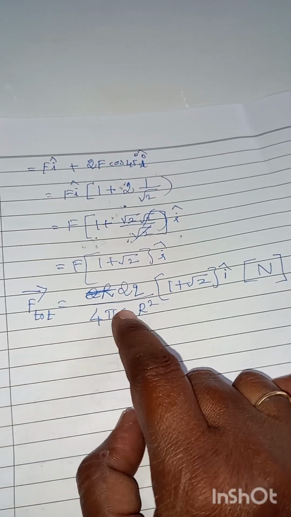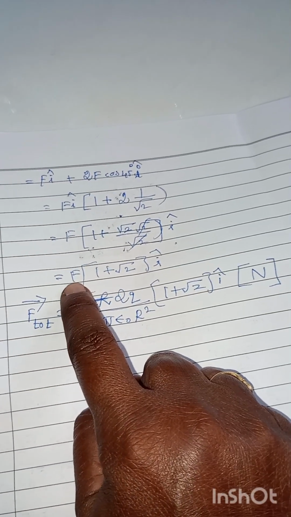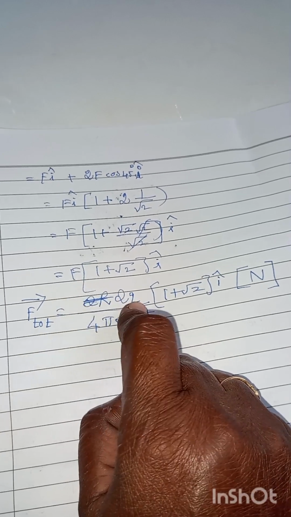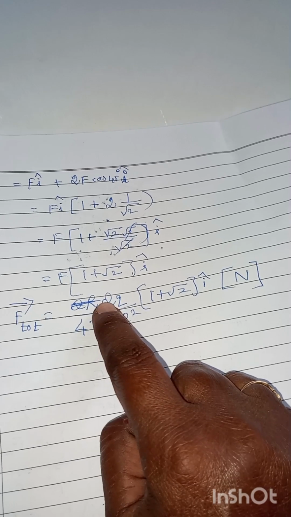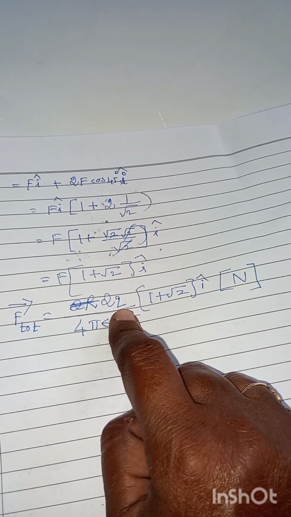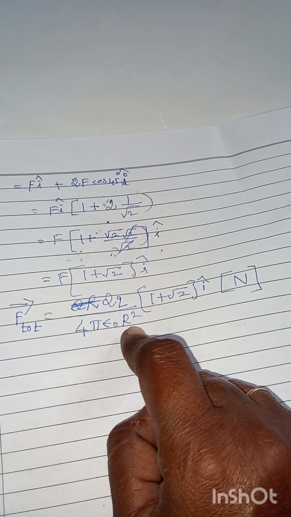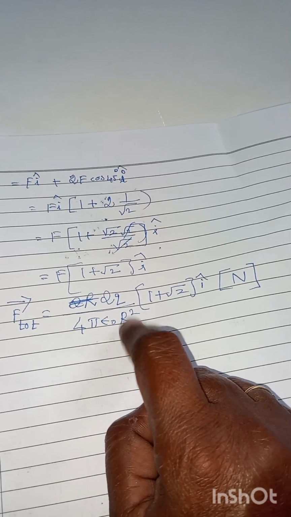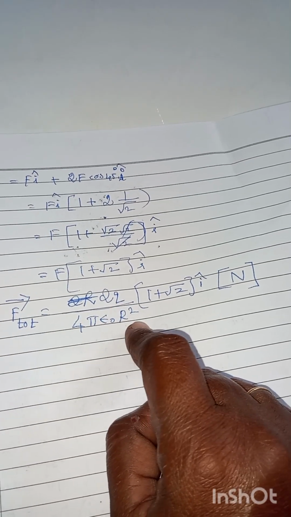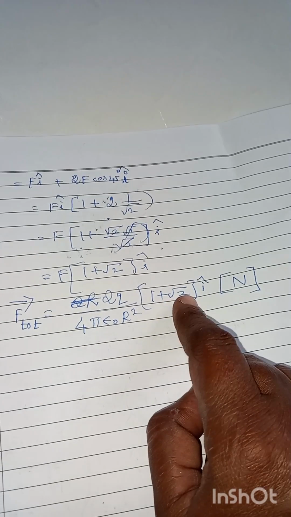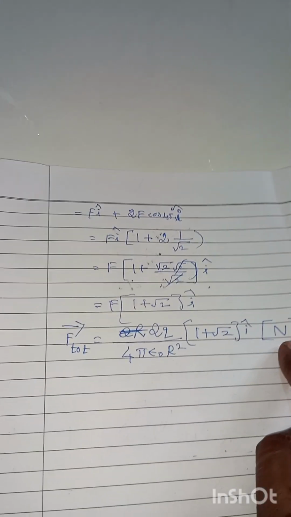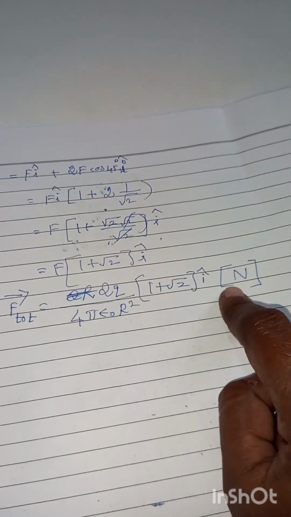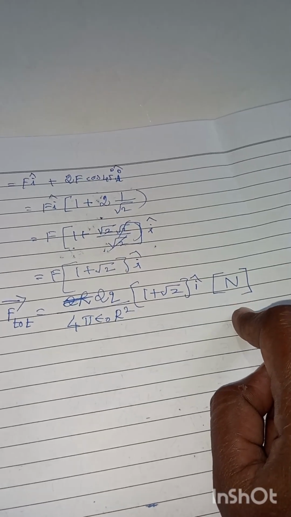So F total: here we substitute the expression for F, and that formula is q1 q2 divided by 4 pi epsilon naught r square. Here q1 is capital Q, q2 is small q, and small r is capital R in this case. So F total is Qq divided by 4 pi epsilon naught R square into 1 plus root 2 into i cap, and the unit for the vector, Newton, can be written inside the bracket if you want. Thank you.